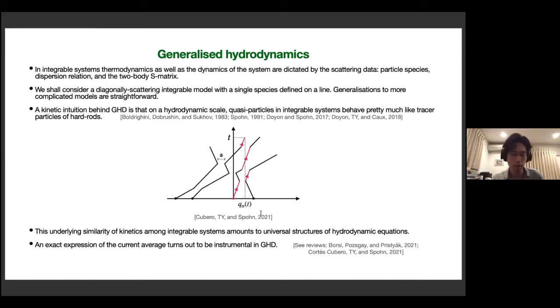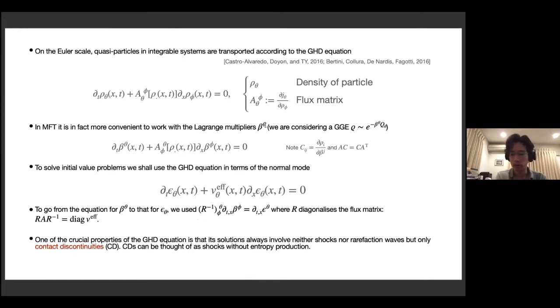Also, just to note that there are a number of exact results available in GHD because of the underlying integrable structure. If you want to know about this, you can see these reviews. So for later use, let me write down the GHD equation in this particular way, where this A matrix is the same old Jacobian matrix, the flux matrix. In the single component case, it's just a function, but now it's a matrix.